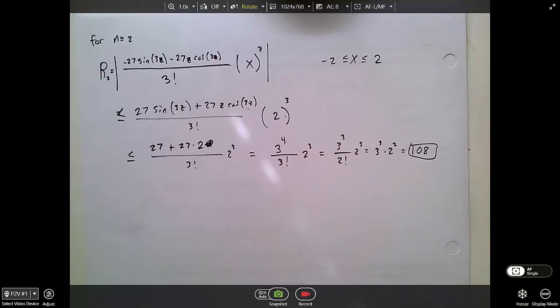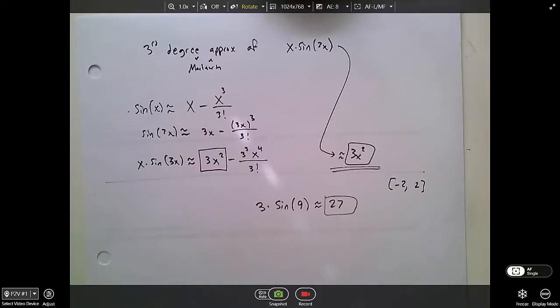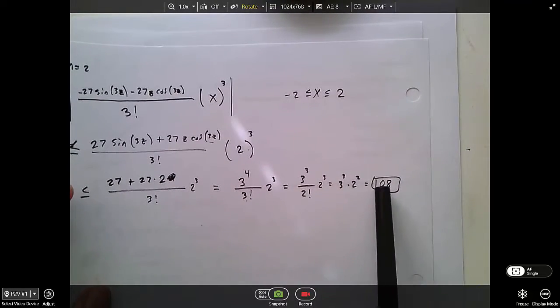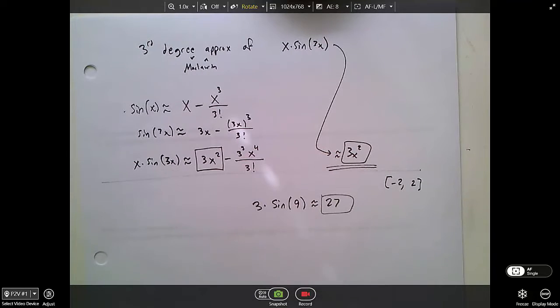So 108 is the upper bound for our error, and that's about right, because as we saw, there was quite a lot of error involved. Yeah, I was trying to find the error, so we said it was 27, and the true value, I forget what it was. It was less than 3, whatever it was. So actually our error bound, you see, is not that tight. The error bound is way larger than what our error actually ended up being. But sometimes that happens with bounds.